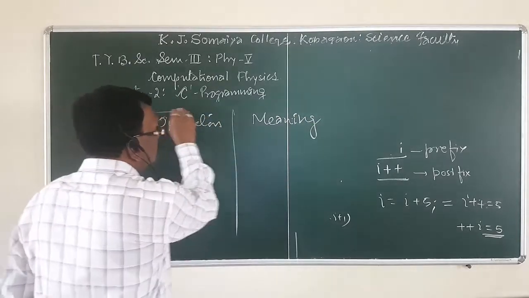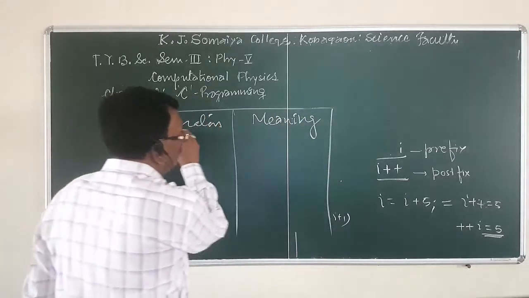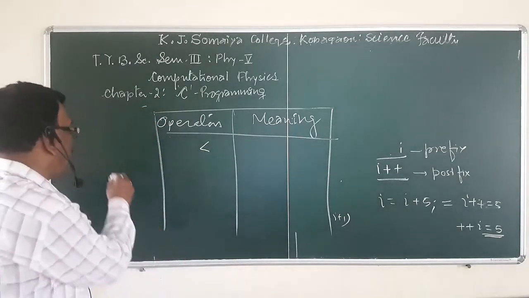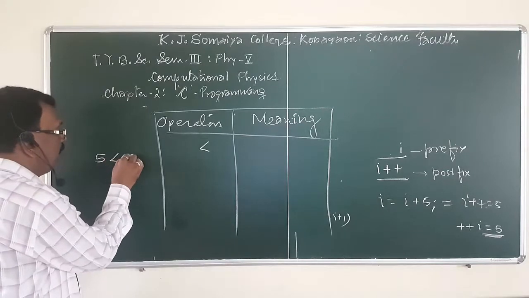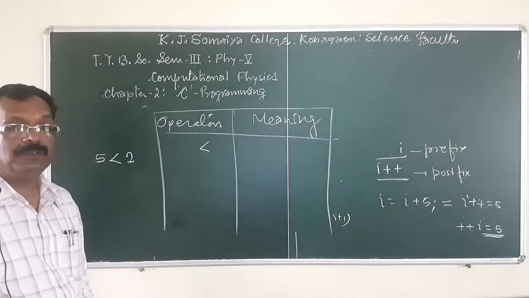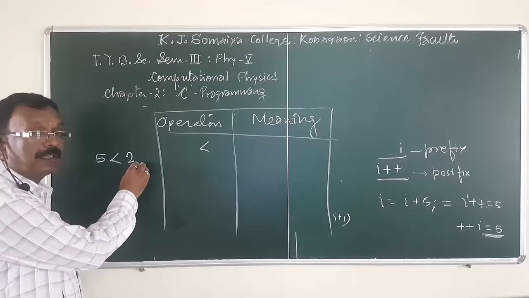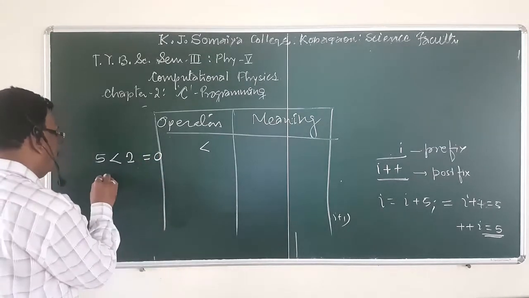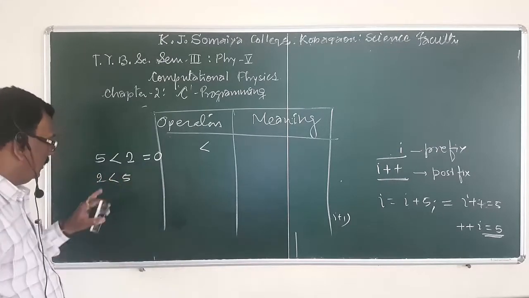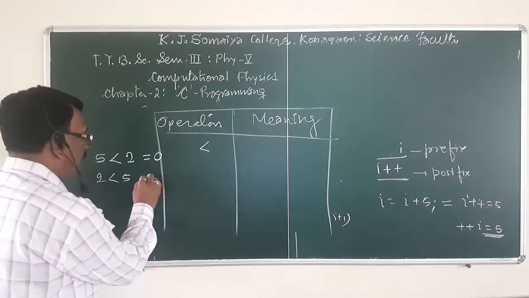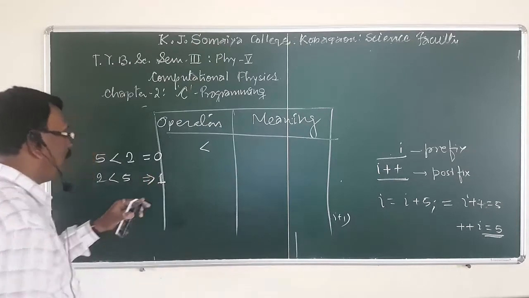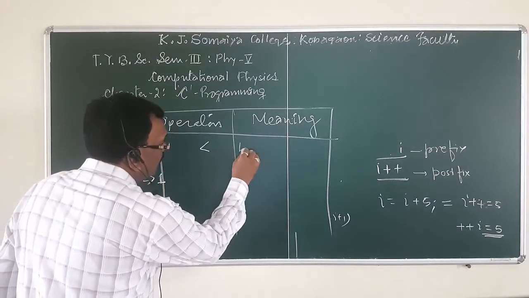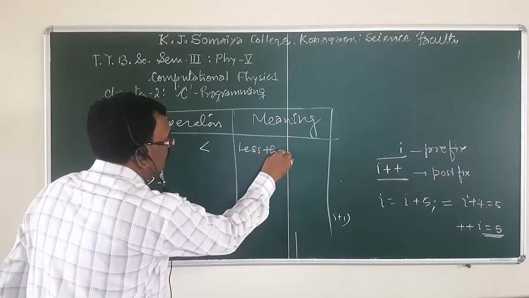We tabulate this. The first operator is the less than operator. If we have two numbers, 5 is less than 2, this is wrong and therefore 0 is assigned to it. If 2 is less than 5, we know the value of 2 is less than 5. This is true and we evaluate this expression as 1. So this is the less than, meaning is less than.